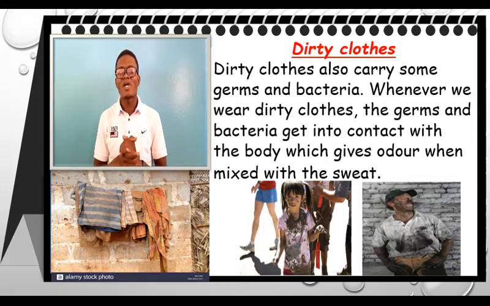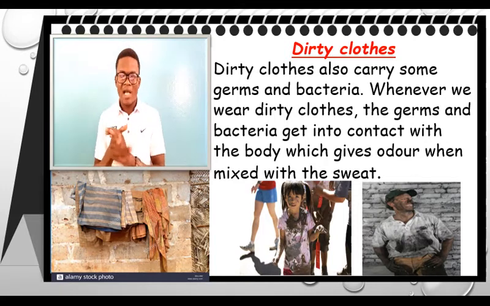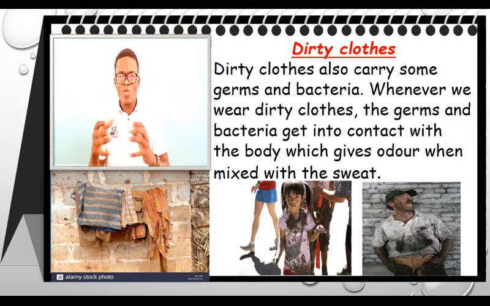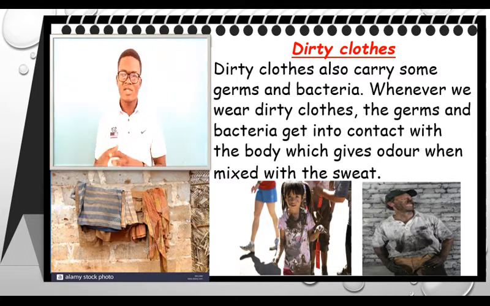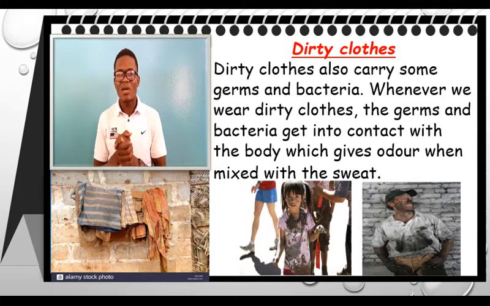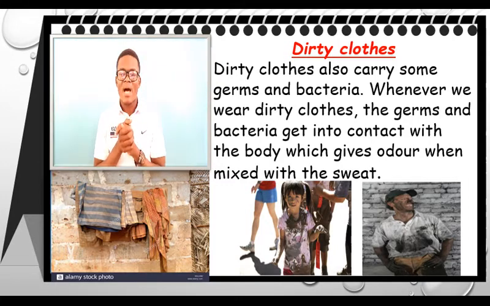So we must always wash our dirty clothes. We must keep them neat. We wash them and dry them. We iron them nicely in order to kill some germs or bacteria in them. We must always wash our dirty clothes in order to prevent bad odor.